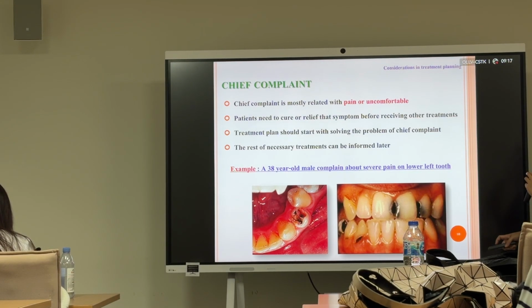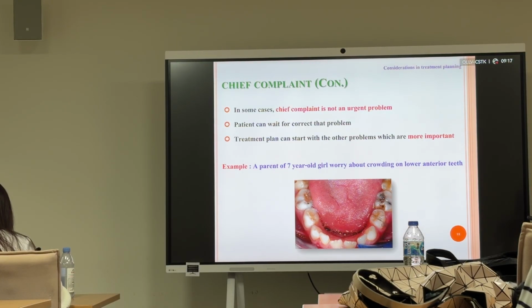Okay, this is an example. In some cases, the chief complaint is not an urgent problem. The patient can wait to correct that problem, but the treatment plan can start with other problems which are more important. But you have to explain.